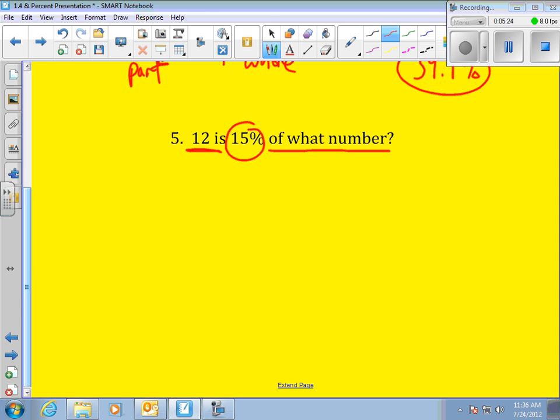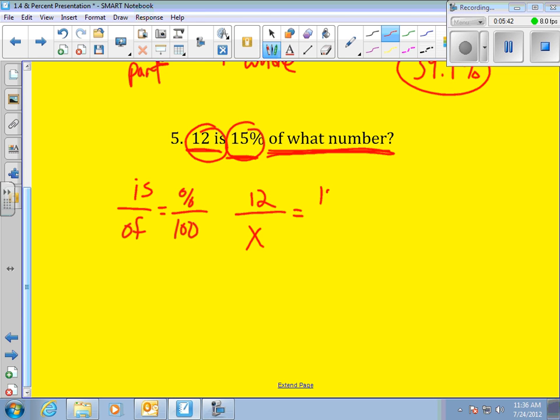So if I set up my percent proportion, is over of equals percent over 100. 12 is my is. 12 is what? Of what number? We don't have the number, the whole. So I'm going to put an X there. I know my percent is 15%. You just put the 15. You don't have to put 15% or change it to a decimal because you're dividing it by 100. That changes it to the decimal for us.